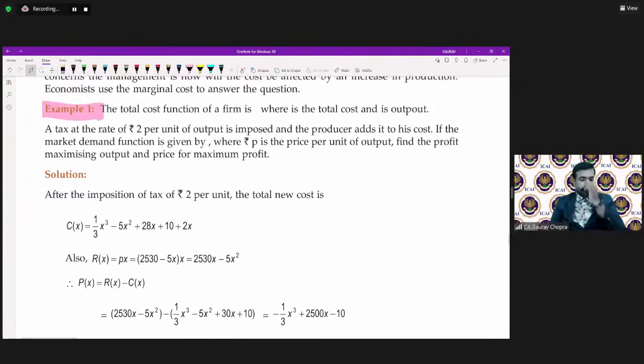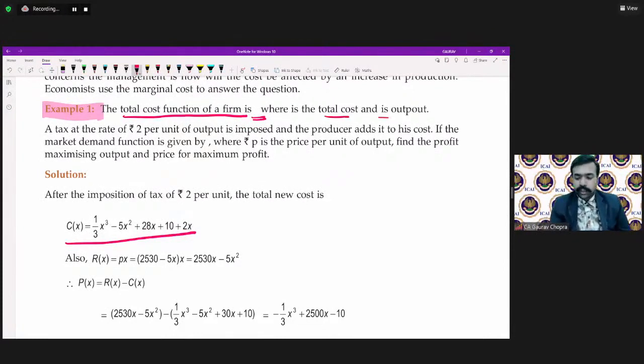So in this example one, actually in this question, the equation part is missing, but the equation will be given. This will get changed in the next edition of the book. The total cost function of a firm is dash. This dash means this is the cost function. So that will be given in the question.